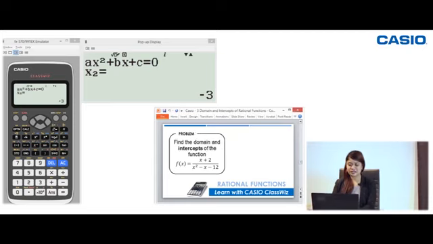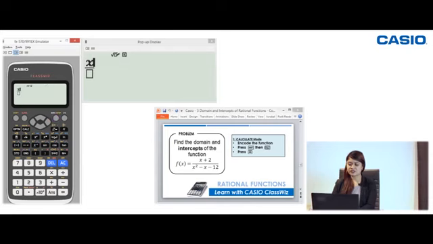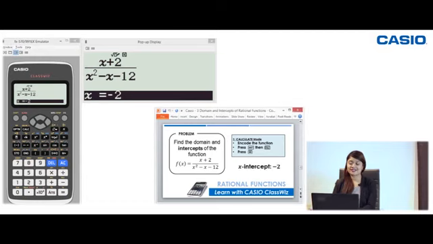Now, finding the intercepts, we do the same. We encode the function in the calculate mode. Encode the function x plus 2 all over x squared minus x minus 12. We press shift, calc to solve, and press equal sign. So this gives us the value of x where the function is equal to 0. We have x is equal to negative 2. And that is our x-intercept.